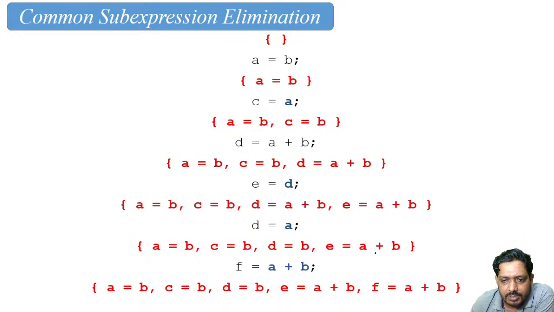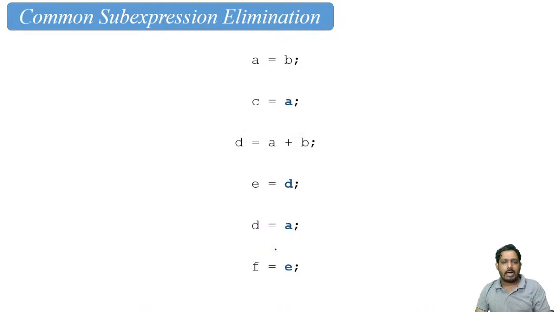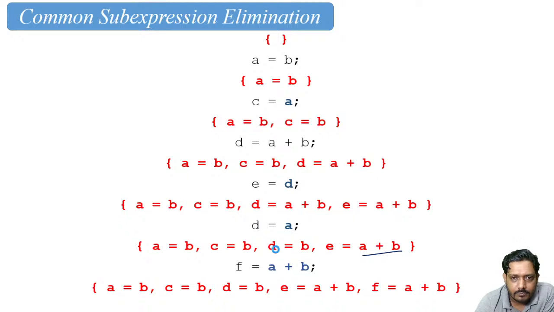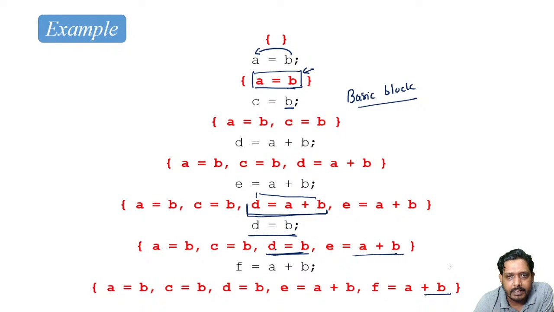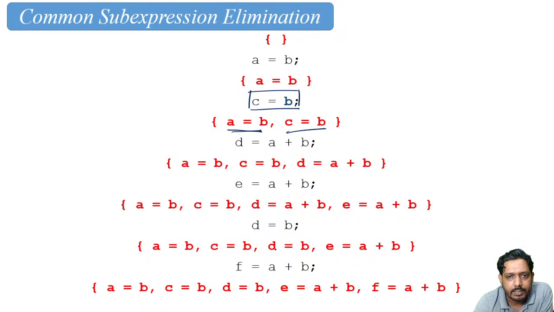Here the available expression is e is equal to a plus b, and in this case f is equal to e. Okay, so now this is what it will become after a single pass. Repeating here in this case. Okay, so this is the entire expression that we have designed, and now we are going for this elimination.